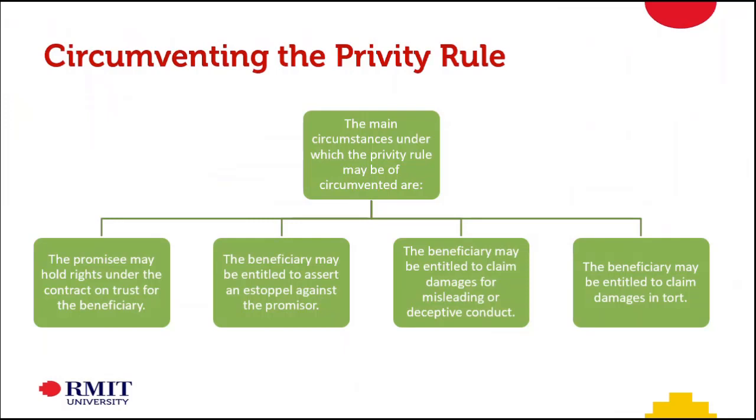Beneficiaries might be entitled to assert an estoppel against the promisor, particularly if promises were made about things being done in a particular way. The fact that they're not parties might still allow them to claim an estoppel. Misleading and deceptive conduct. Remember Section 18 of the ACL. Making promises that you will act in a certain way, and misleading or potentially deceiving the person who is not a party to the contract might have consequences.